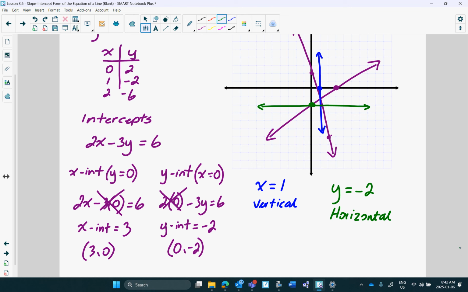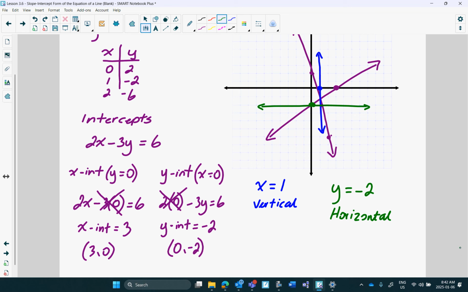So just an x, it's vertical. Just a y, it's horizontal. If it's got both an x and y, it's going to be slanted. And you've got different methods. Table of values, the intercepts, and the one we're going to do today.